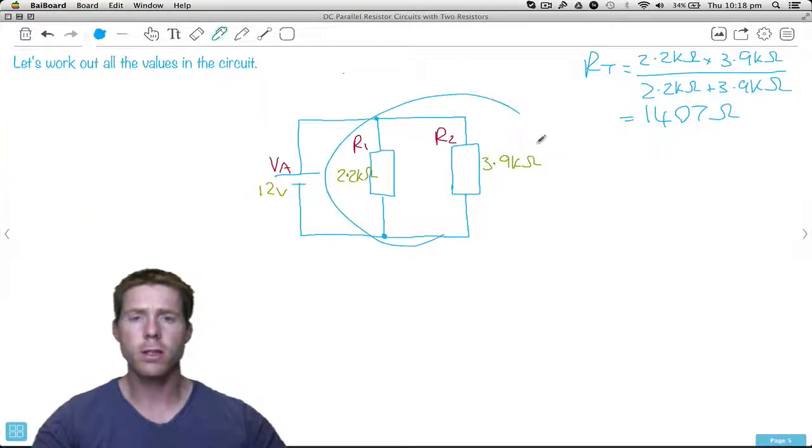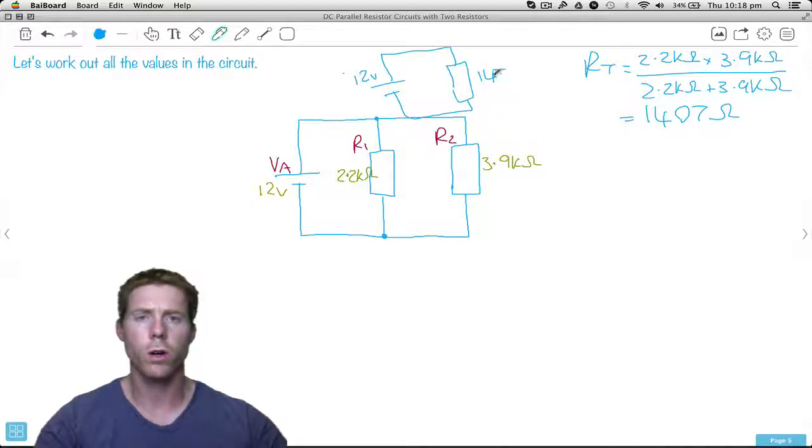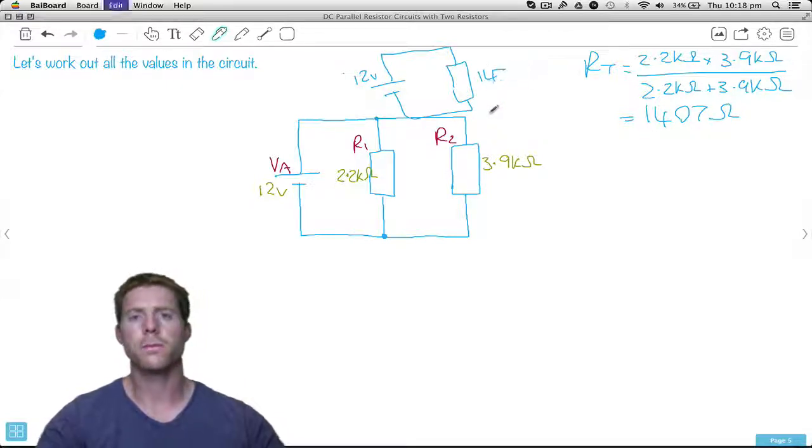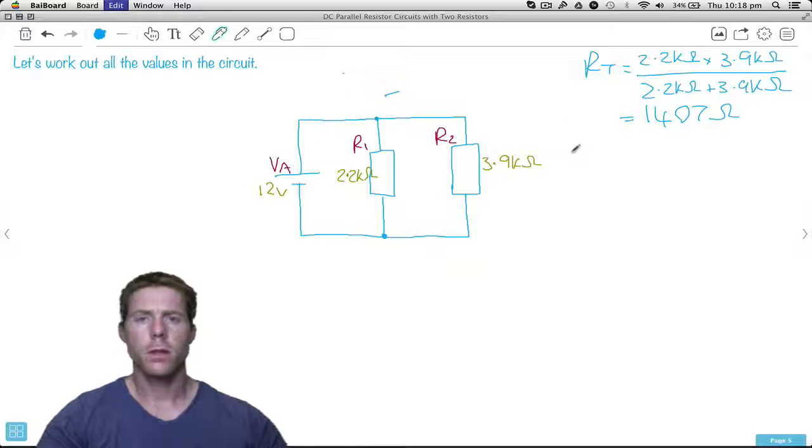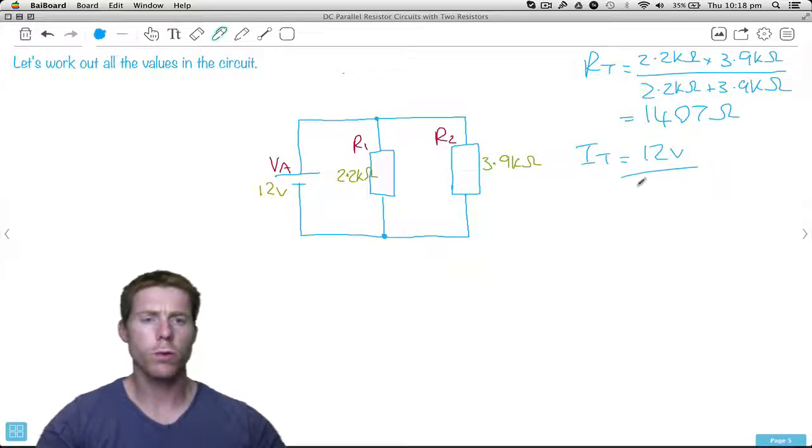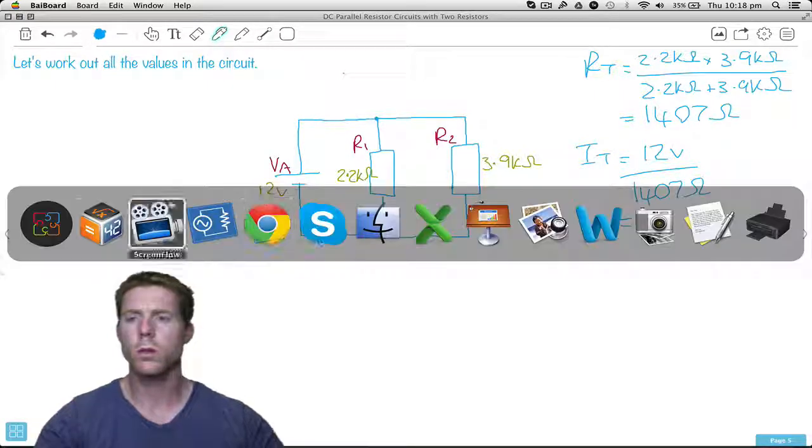So effectively, this circuit here with those two resistors is going to have exactly the same amount of current as a single resistor, that is 1407 ohms. Now, how much current will that be? Well, we know the total resistance, so let's get total current. So 12 volts total voltage divided by the total resistance, which is now 1407 ohms.